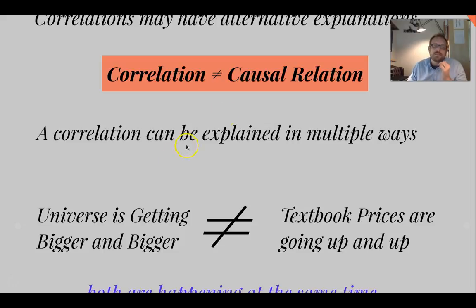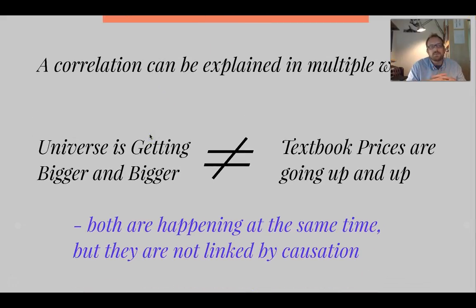Here's a simple example I stole from the book: just because the universe is getting bigger doesn't mean that has anything to do with the fact that textbook prices are going up and up, right? We know, at least physicists tell us through their calculations, that the universe is expanding, and that means the universe is getting bigger and bigger. And this is happening every day, right? Textbook prices, as you know as a student, and I know as a professor, have been going up and up for a long time. So you see here two things are occurring simultaneously, right?